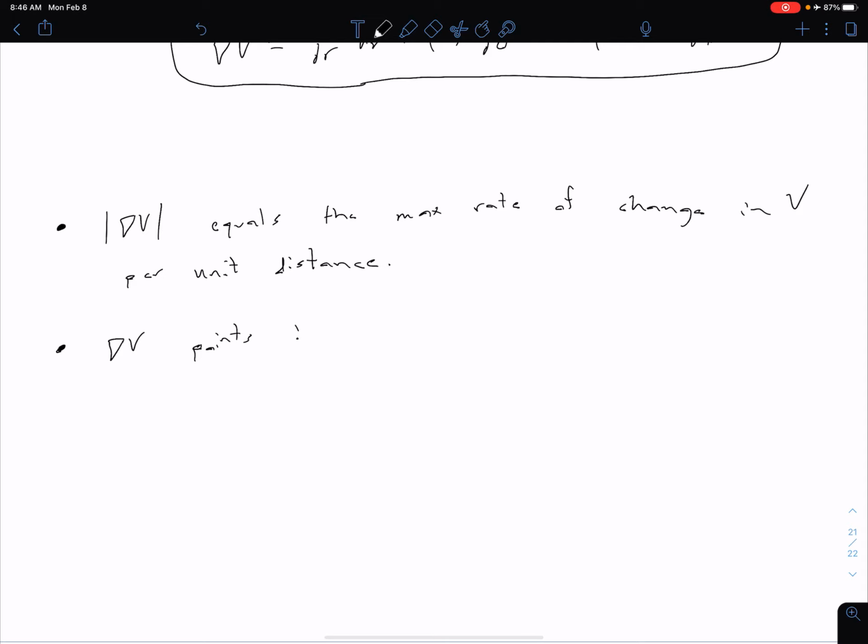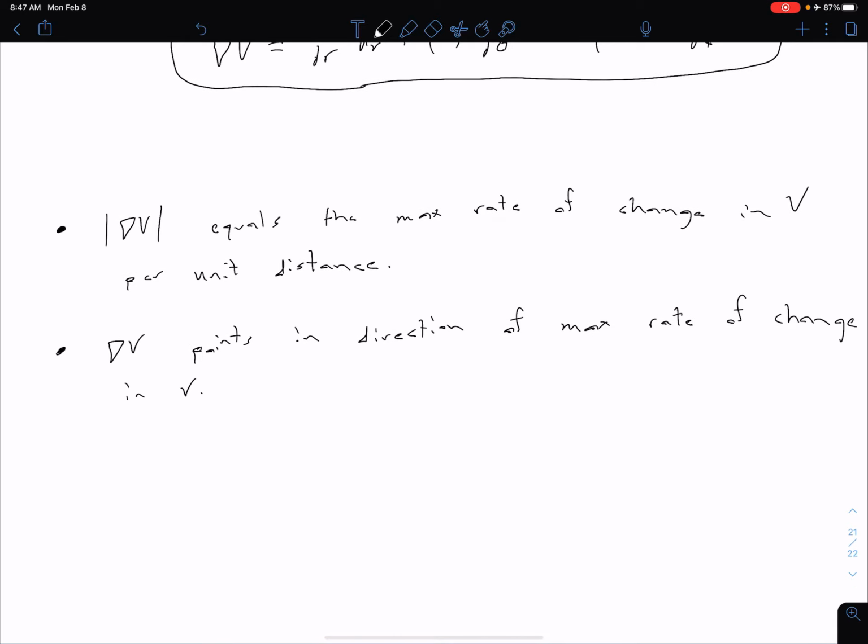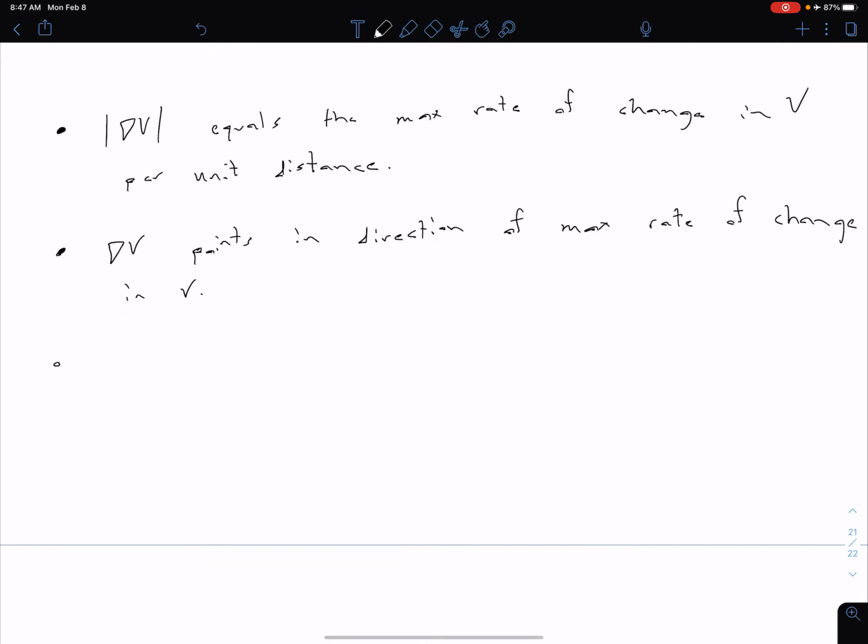So it points in the direction of max rate of change. And so that's max rate of change in our scalar field v. And then as we saw in the drawing above with our contour lines, del v at any point is perpendicular to our constant v surface passing through the point.